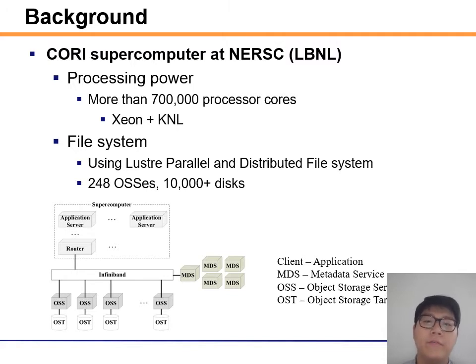In terms of file system, Cori is using Lustre, parallel and distributed file system. As many of you are familiar with, Lustre is one of the most widely used file systems in HPC community. In Cori, there are 248 OSSs and over 10,000 hard disk drives.